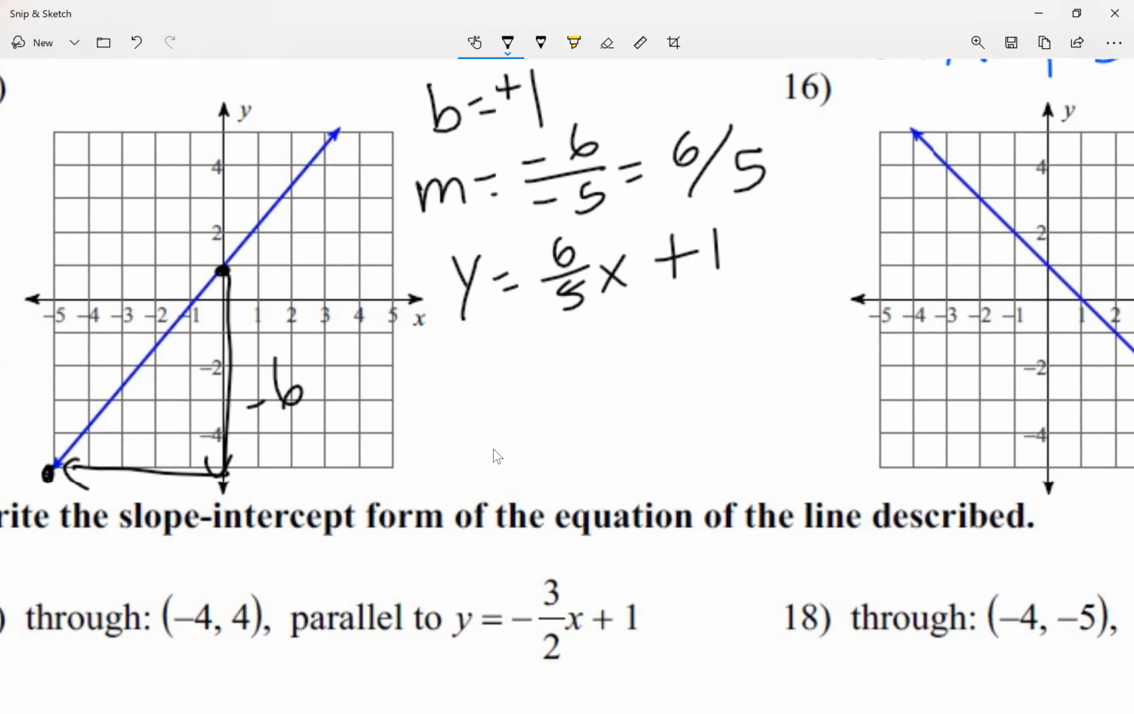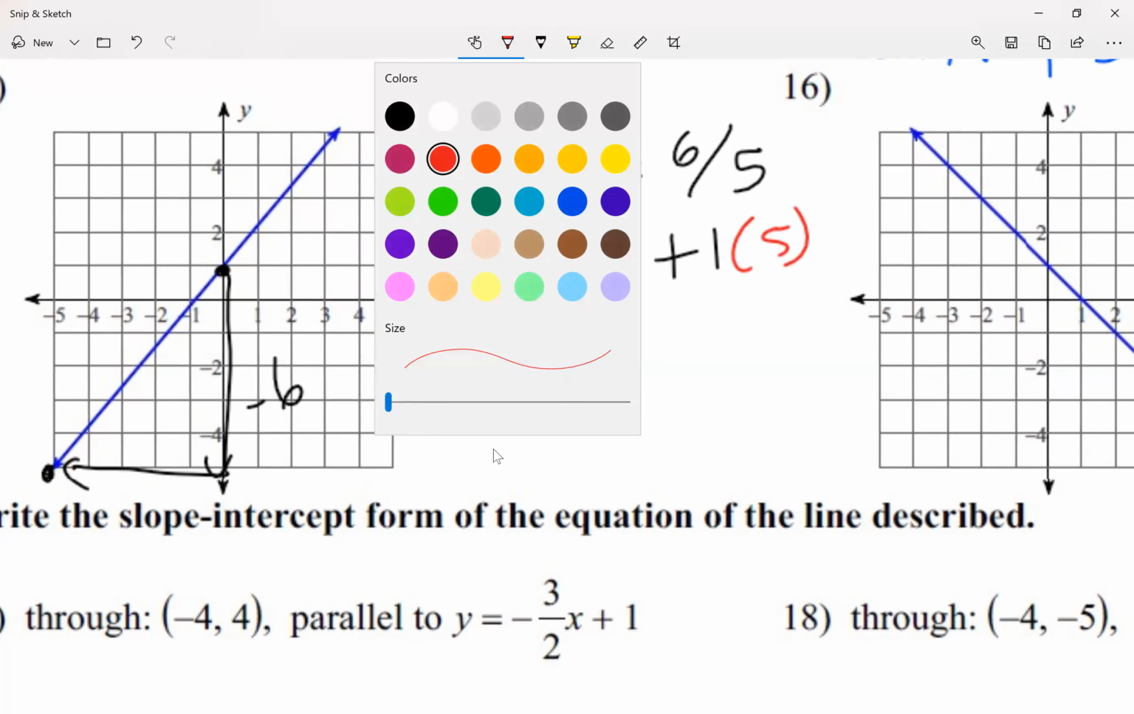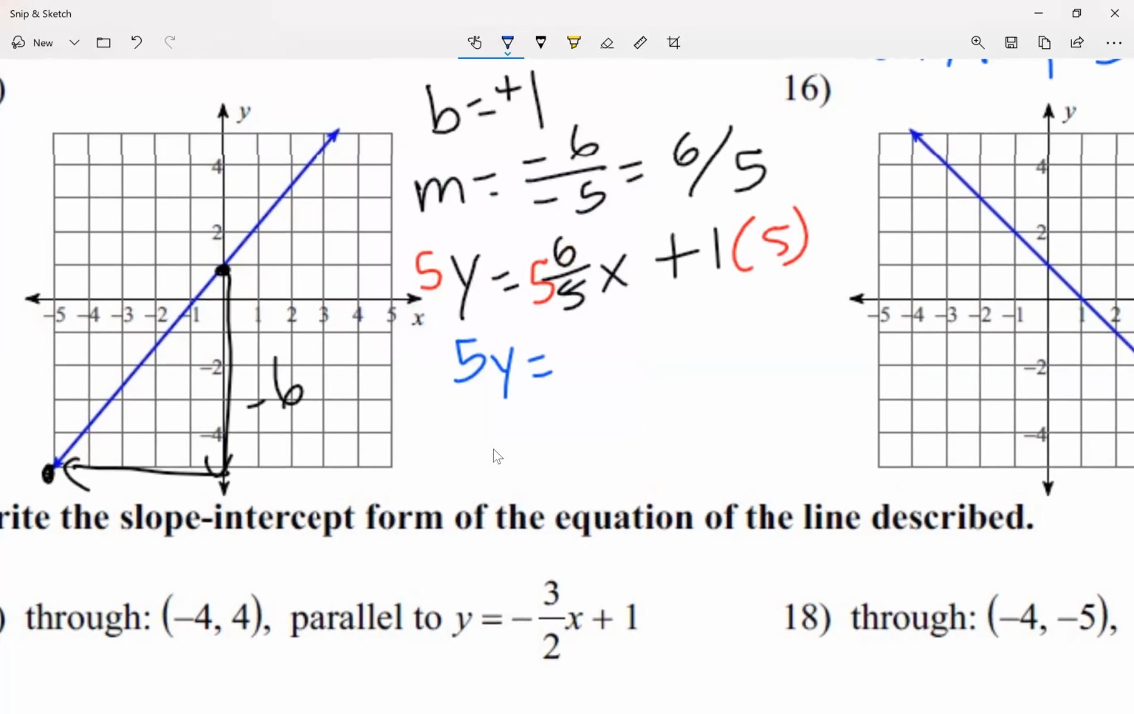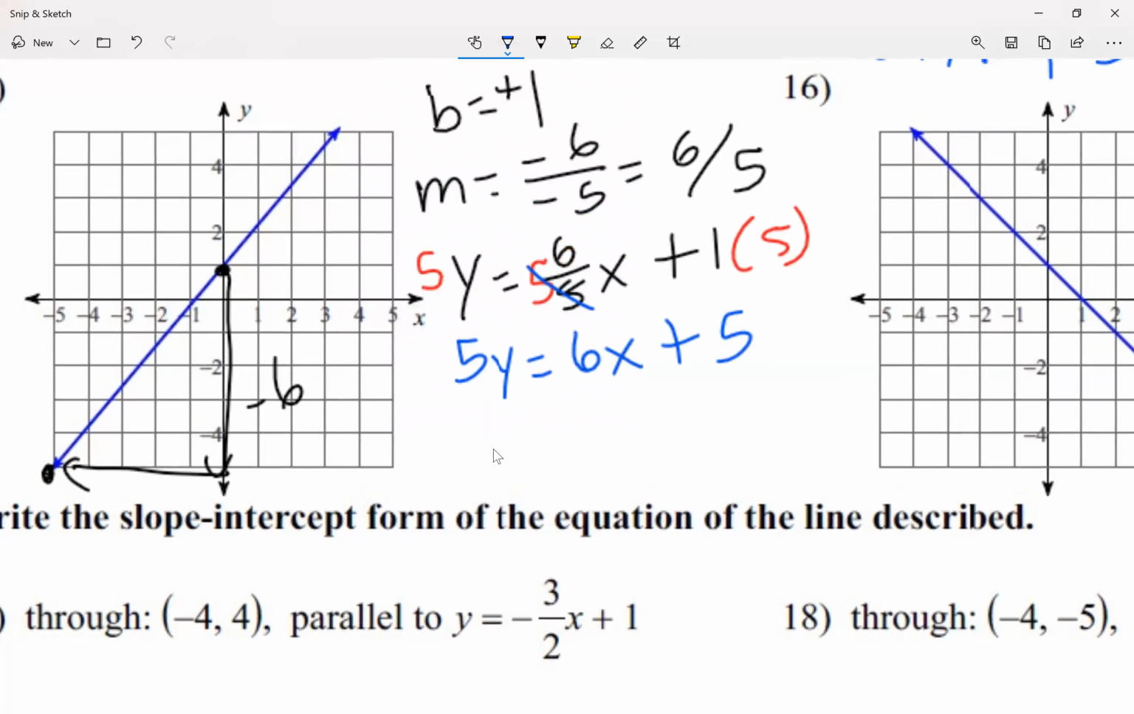Now, in standard form, no fractions. And I see a fraction. To get rid of fractions, I'm going to multiply everything by 5. This by 5, this by 5, and this by 5. I'm going to multiply by the number at the bottom of the fraction. Now that gives me 5y equals, the 5's cancel out, so I get 6x plus 5, right? 1 times 5 equals 5.